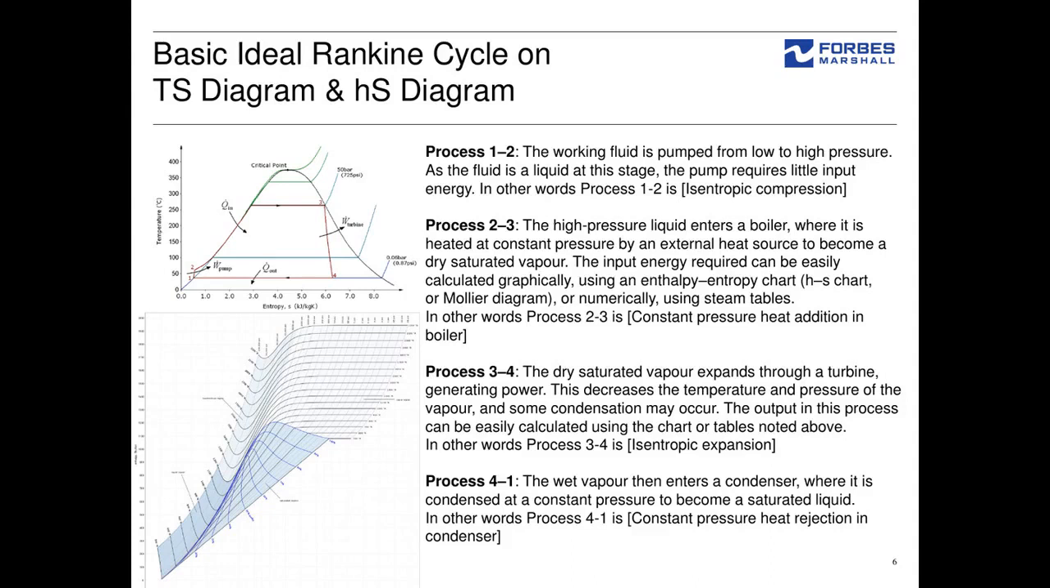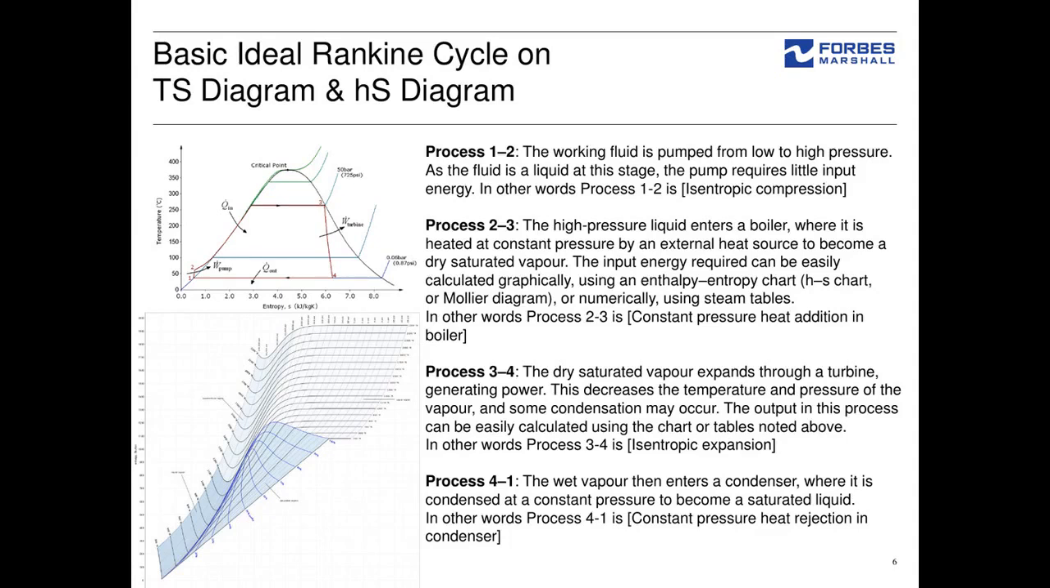Process 1 to 2 is isentropic compression in your pump. As you know, in the pump you are increasing the pressure of water from one pressure line to another pressure line. So it's an isentropic compression, assuming there are no friction losses and everything. It should be a straight vertical line on our TS diagram because entropy is constant, but it slightly deviates because of irreversibility.